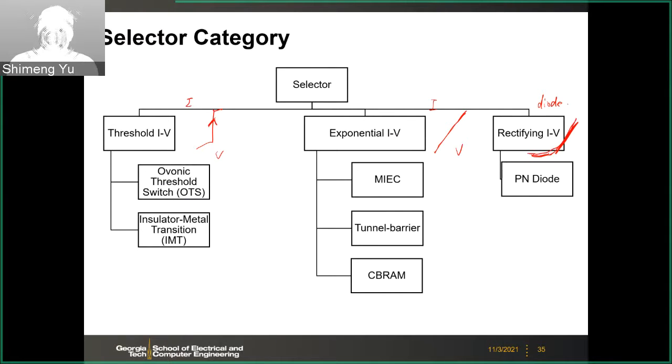So let's say it's like this. And this exponential I-V is bidirectional. If this is 0 voltage, you can turn on the selector in both directions. But for the rectifying I-V, if this is 0 voltage, on the negative side the current is almost 0. This is like your conventional diode. And there are different kinds of physical mechanisms to give this kind of I-V characteristics. We will discuss some of them next.